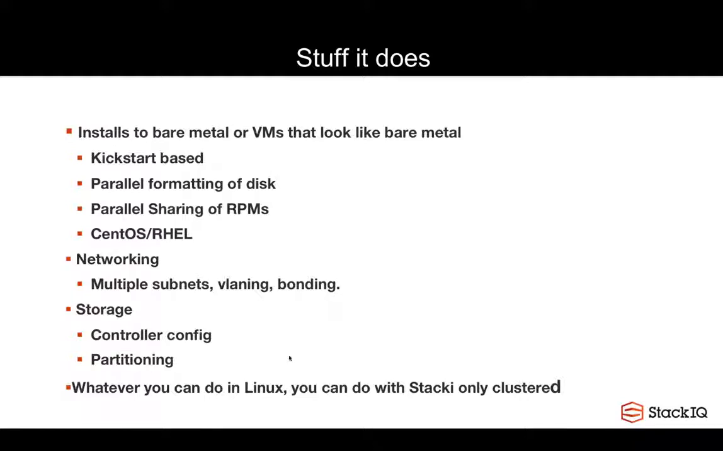We do a peer-to-peer network so that getting the RPMs onto the machines is shared among all the machines. And so the period of time it takes is the time it takes to get those RPMs to one machine. This way it takes the load off the front end and makes it extremely fast. We're CentOS RHEL based. We do have Ubuntu and SLES, but those are in the Pro version.